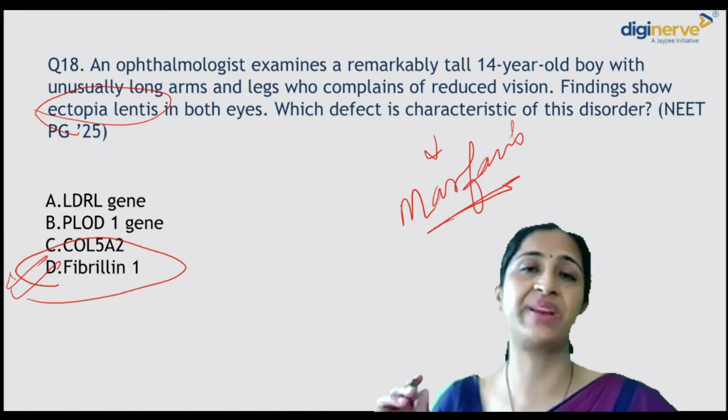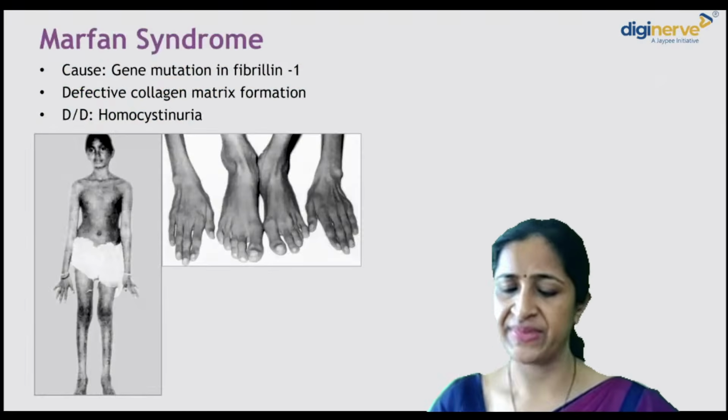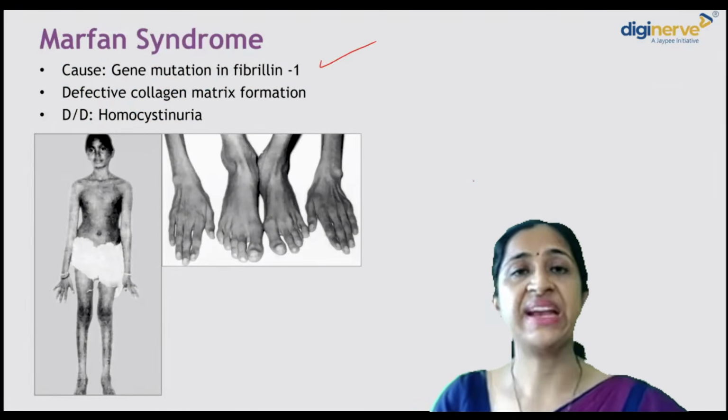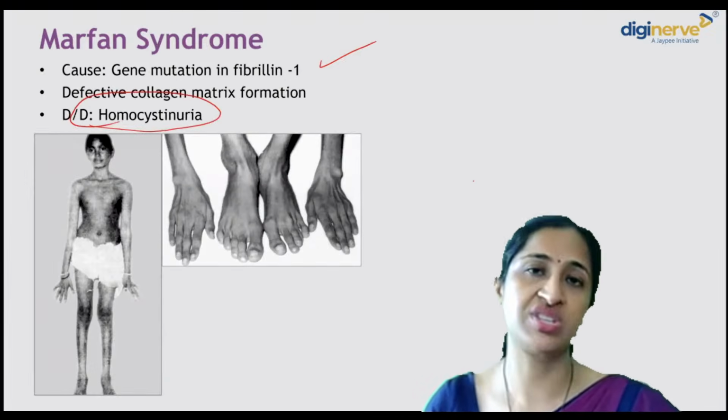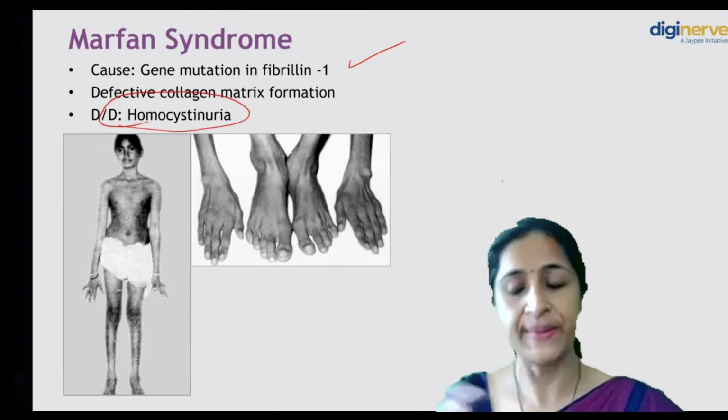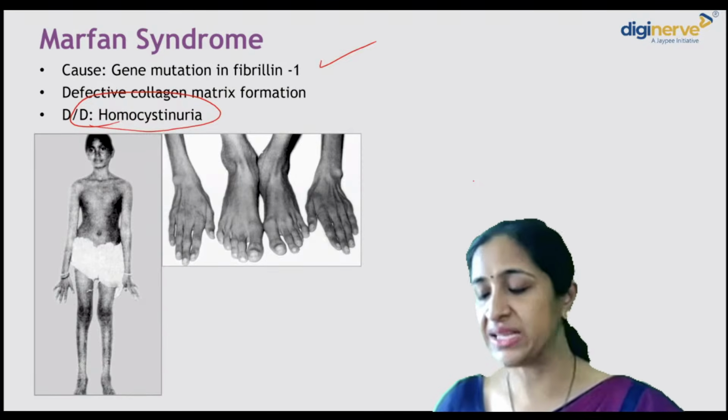It is fibrillin. Very simple question. Okay. This is Marfan's, fibrillin 1, defective collagen matrix formation. The differential diagnosis is always homocystinuria. So always when you evaluate, look at both and then come to a diagnosis.